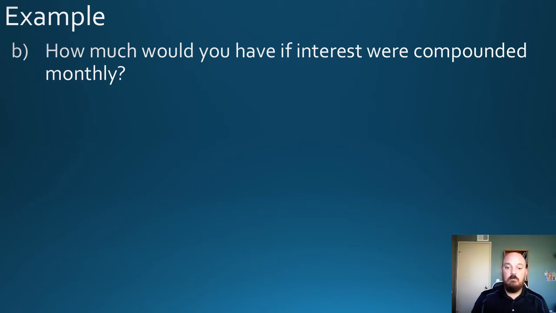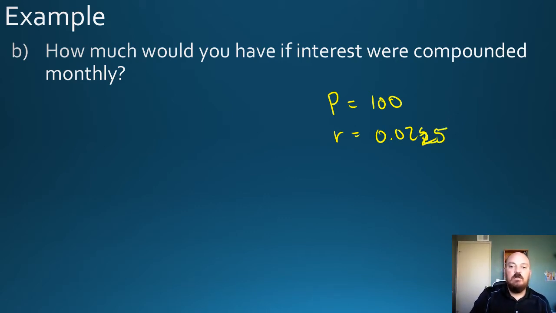So let's take the same question, which means I'm still going to do my principal is 100. I'm still going to do the rate is 0.0225. Time is still 10, but what I'm changing is n. So instead of compounding yearly, one time per year, I'm going to compound monthly, which is 12 times per year. So let's go ahead and do that and see what we come up with.